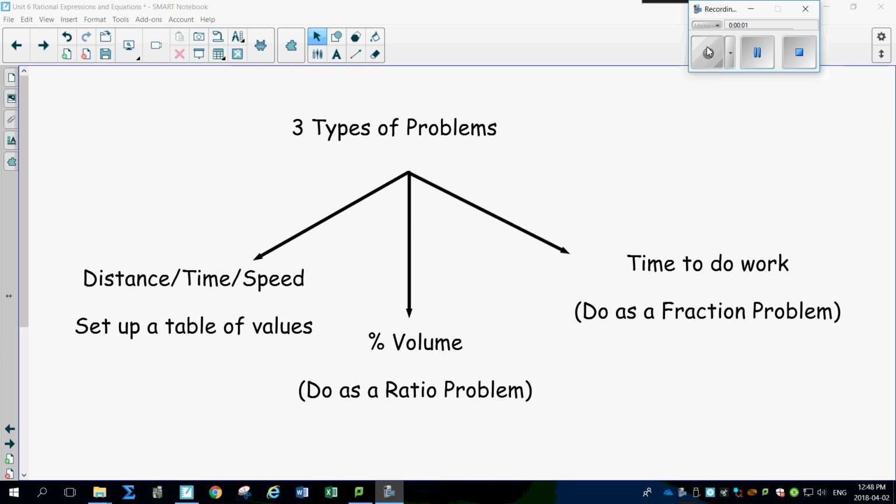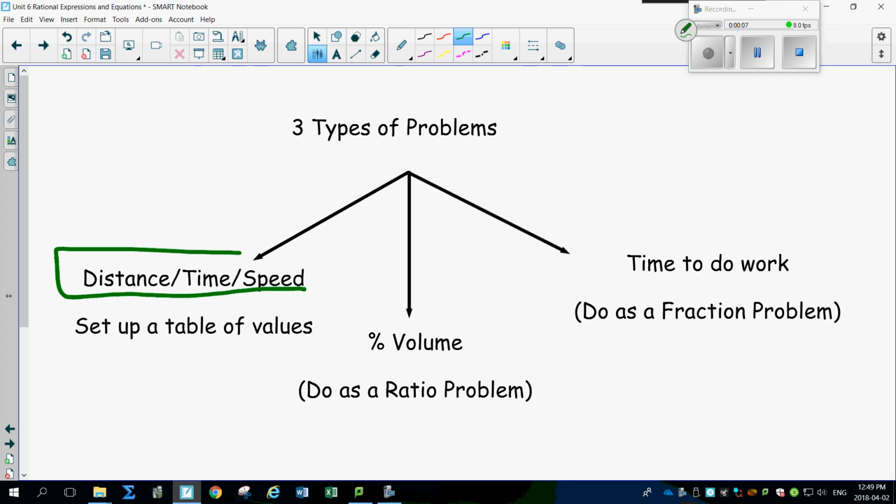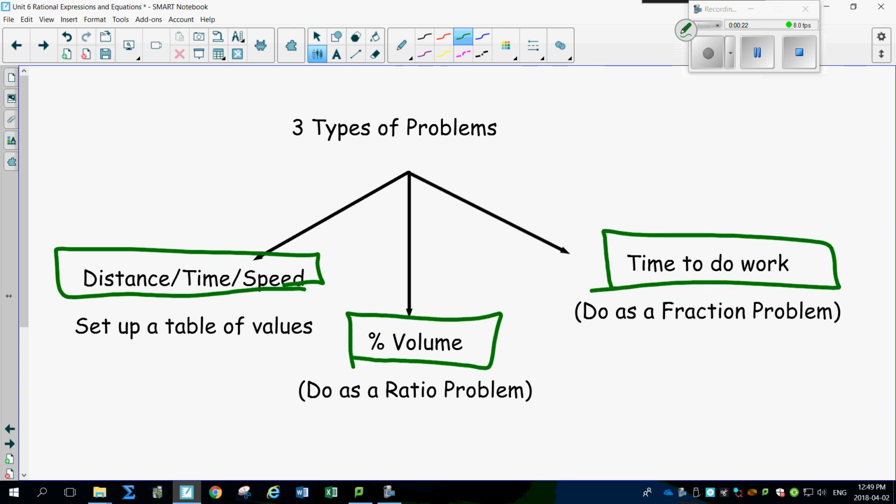The next type of word problems, there's going to be three types. One's a distance times speed problem. That's going to be this one here. The next one is going to be how much time if you do this job by yourself, and then if you bring your friend in and you share the work, what's it going to take? And then finally, something called percentage volume, which is going to actually help you out an awful lot in chemistry.